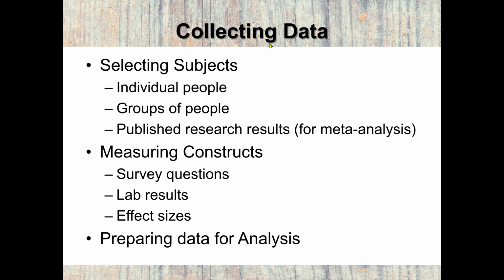Now, the next step we said was collecting data. This is where we are going to collect our sample and analyze it, then we come up with our decision. So collecting data, first we need to select the subjects. It can be individual people, or a group of people, or any entity. Then we publish research results from meta-analysis.